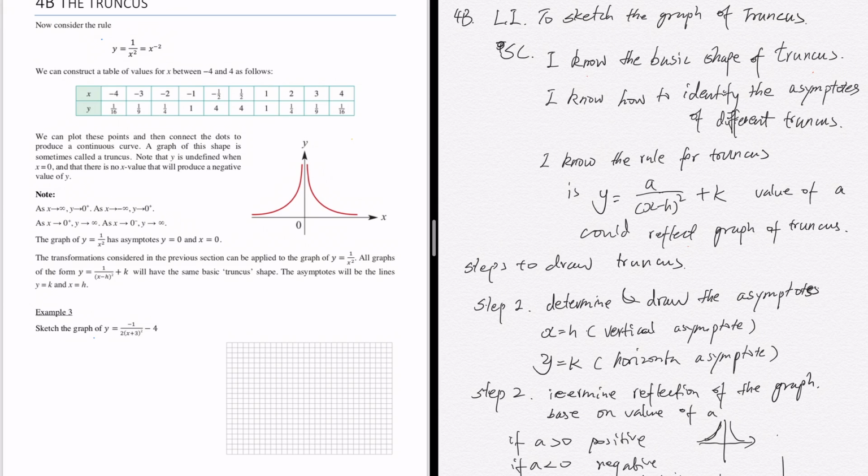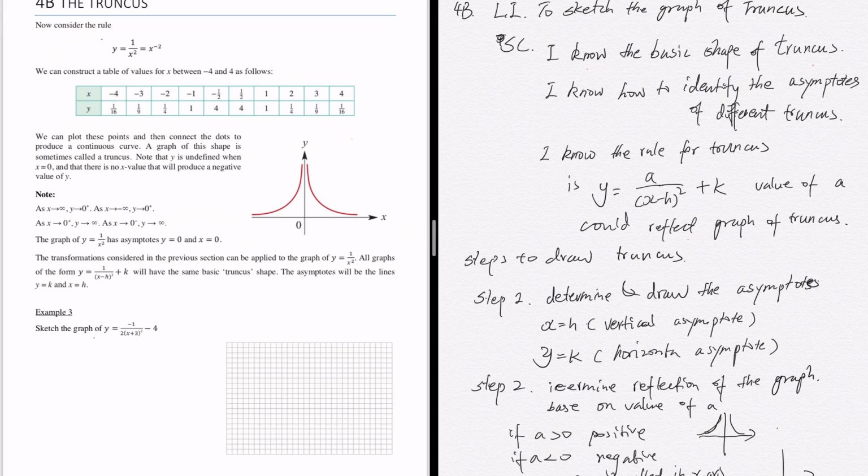This video we will focus on 4B. The learning intention is to sketch the graph of Truncus. Truncus is the graph of y equal to 1 over x squared.